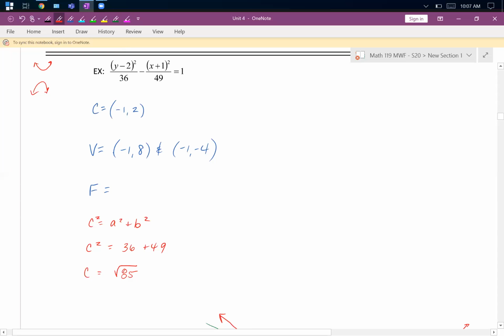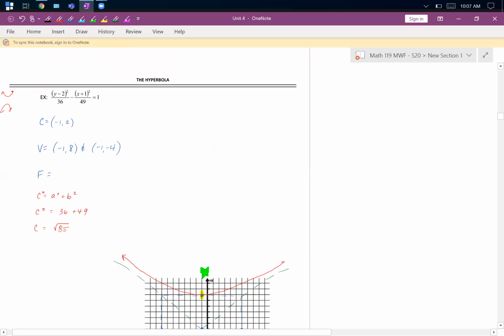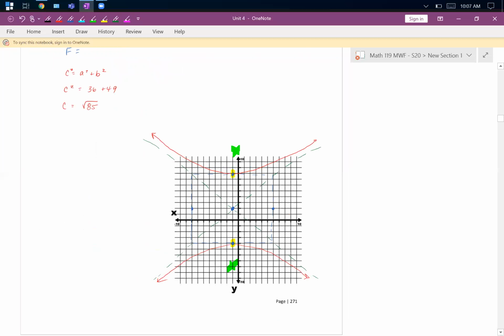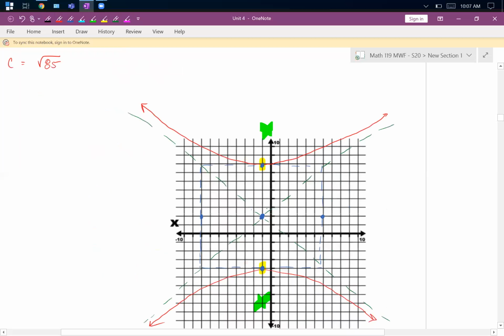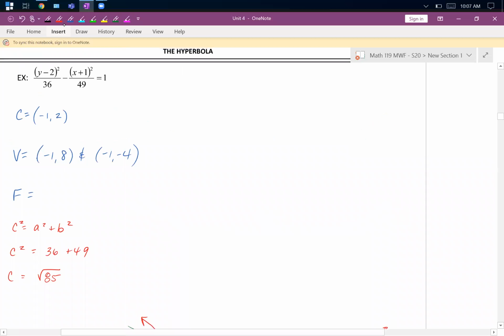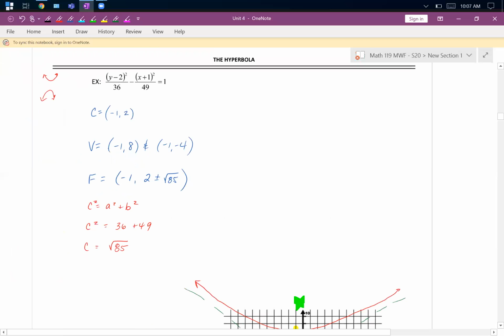All right, well, I know where they need to be. From my center, since this is opening vertically, we want to add that square root of 85 to the vertical component of our center, the y value. And our y value is 2, so our foci are (-1, 2 plus or minus the square root of 85). Questions on any of that so far?